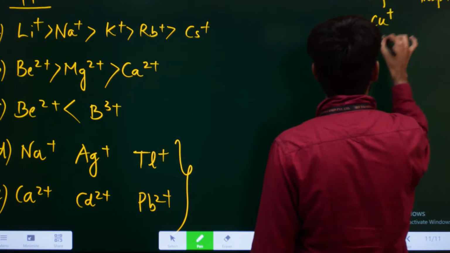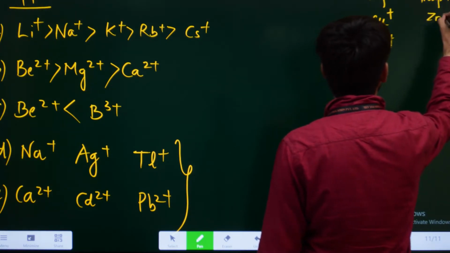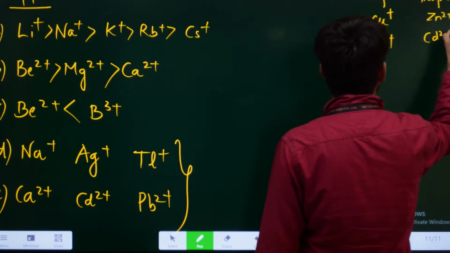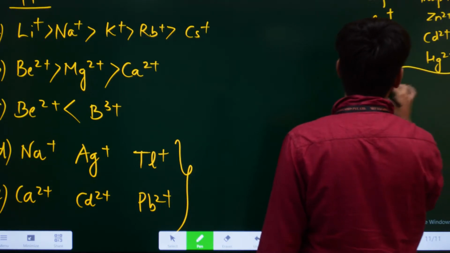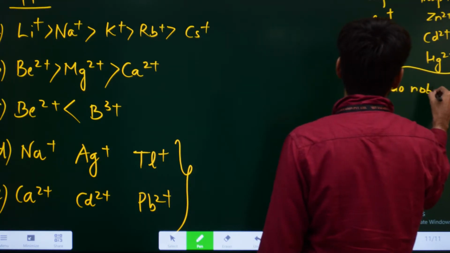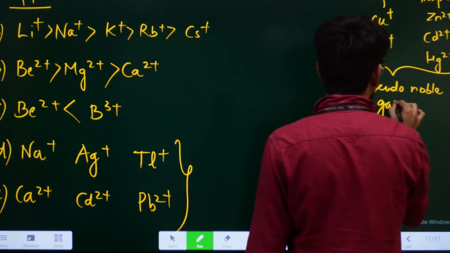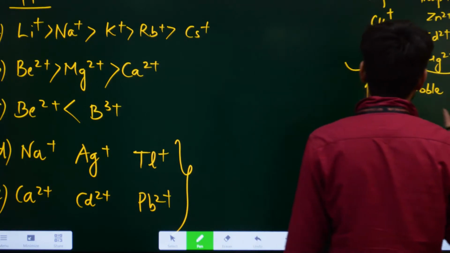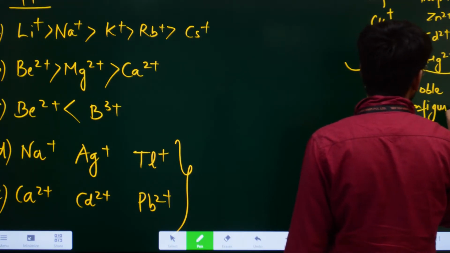If I write Cu plus, Ag plus, and here Zn2 plus, Cd2 plus, Hg2 plus, all of these have pseudo noble gas configuration. Remember, I told you, completely filled d. Pseudo noble gas configuration. Tell me, yes or no?